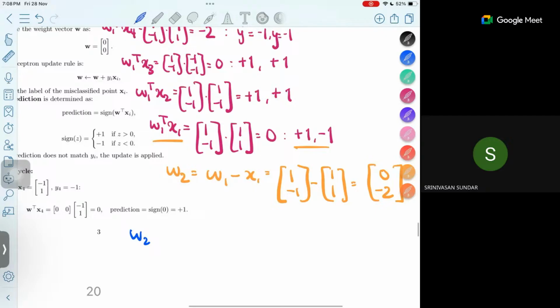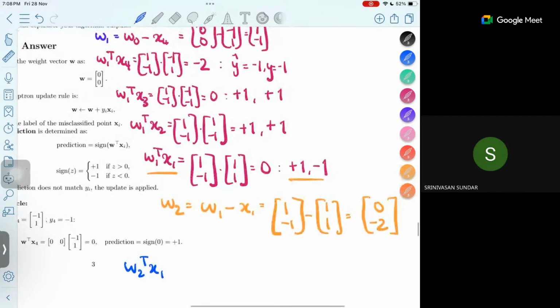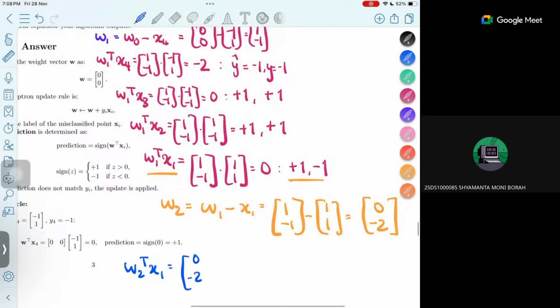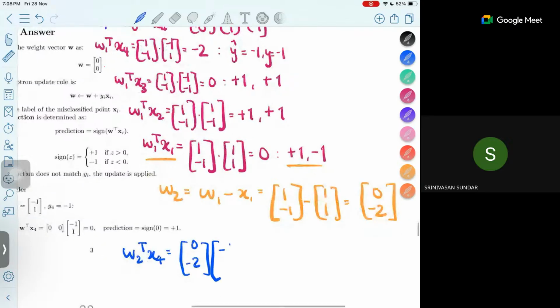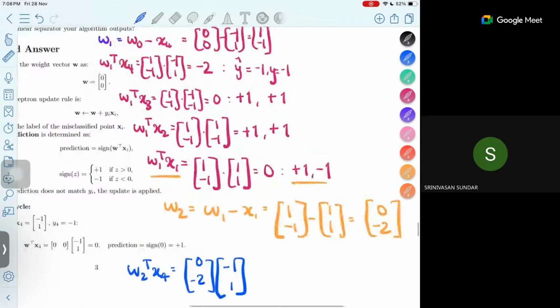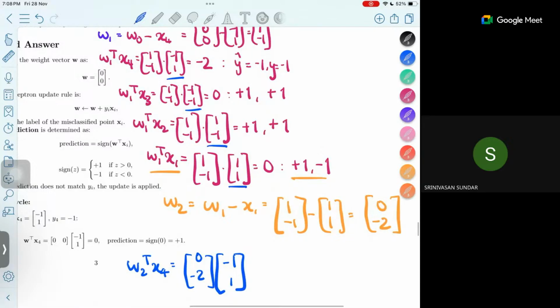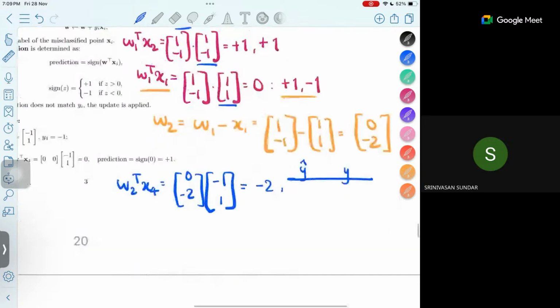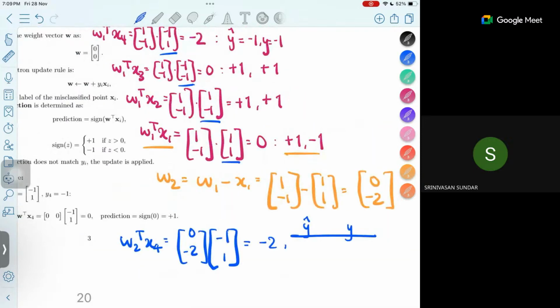Okay, so this time let's start from x4 again. Sorry. Thanks for pointing that out. W2 transpose x4 is this, right? So I think we can reuse the same values here. So this is minus 1 comma 1, so I just need to look at the second coordinate now. This is minus 2, which is less than 0. So this is y hat and this is true label y. Okay, so I'll just plot a simple table like this. So y hat is minus 1 and the true label is minus 1.